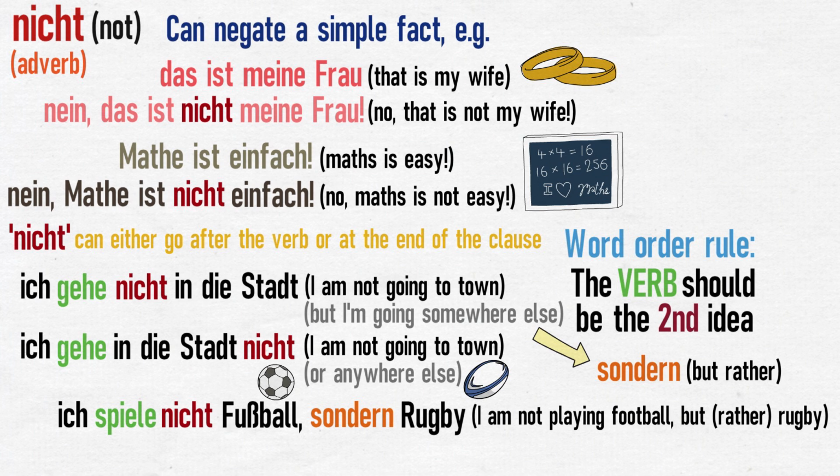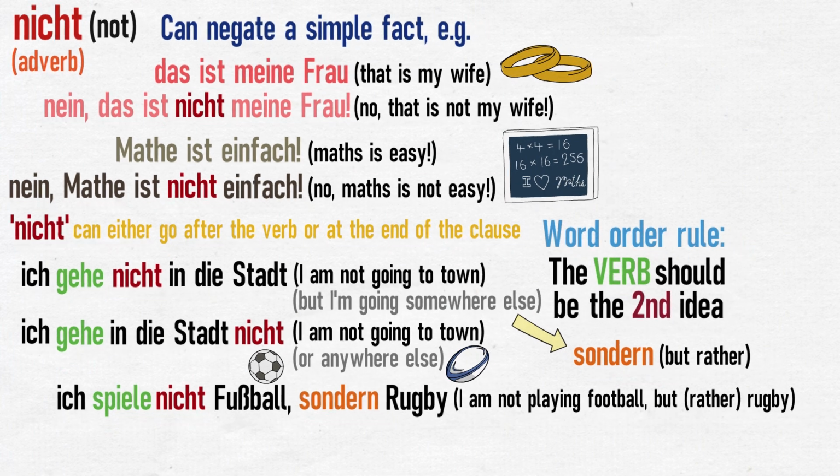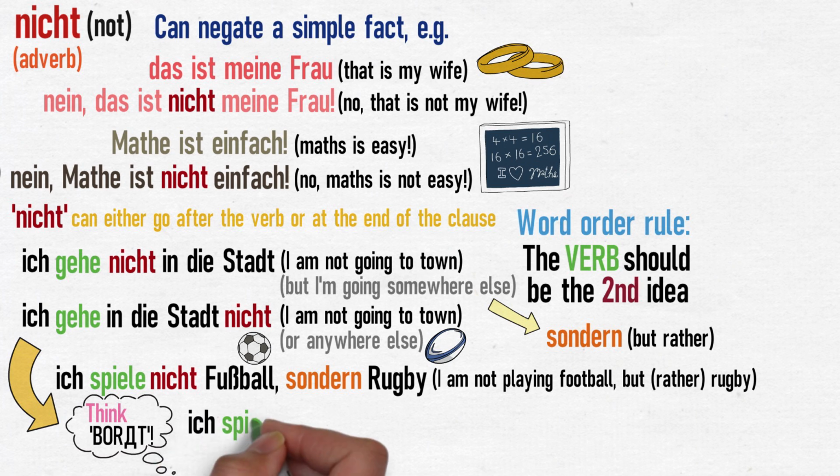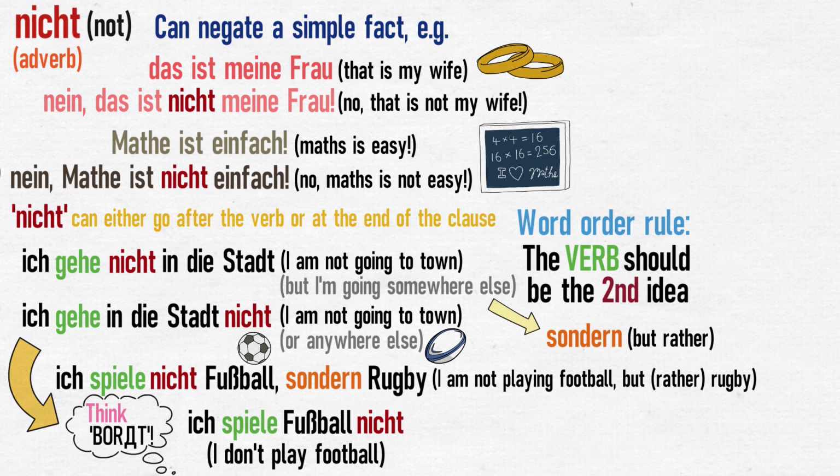Putting nicht at the end of a clause negates the whole clause, and think of it like a not joke, like the one in Borat. This suit is black, not. For example, ich spiele Fußball nicht. I don't play football. Ich weiß nicht. I don't know.